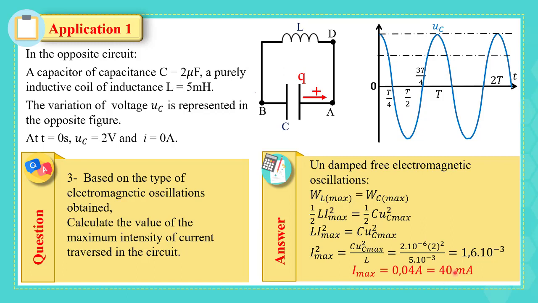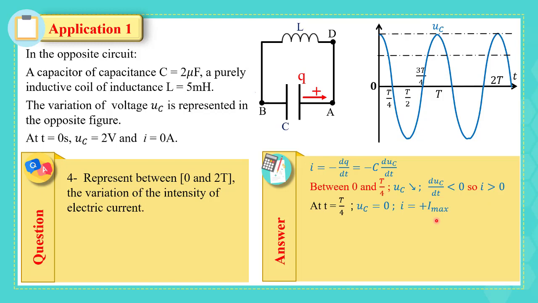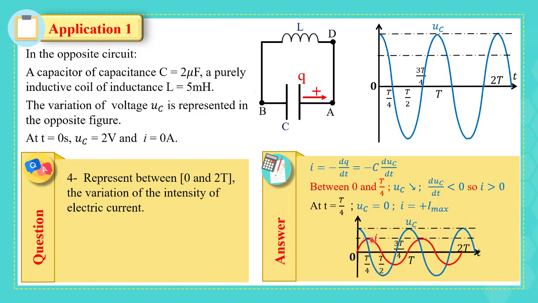Part 4, represent between 0 and 2 period the variation of the intensity of the electric current. Since I equal minus dq over dt equal minus C dUC over dt, between t equals 0 and quarter period, UC decreases, so dUC over dt is negative, so I is positive. At t equal quarter period exactly, UC equals 0, so I equal plus I maximum. And the figure of I obtained as follows.